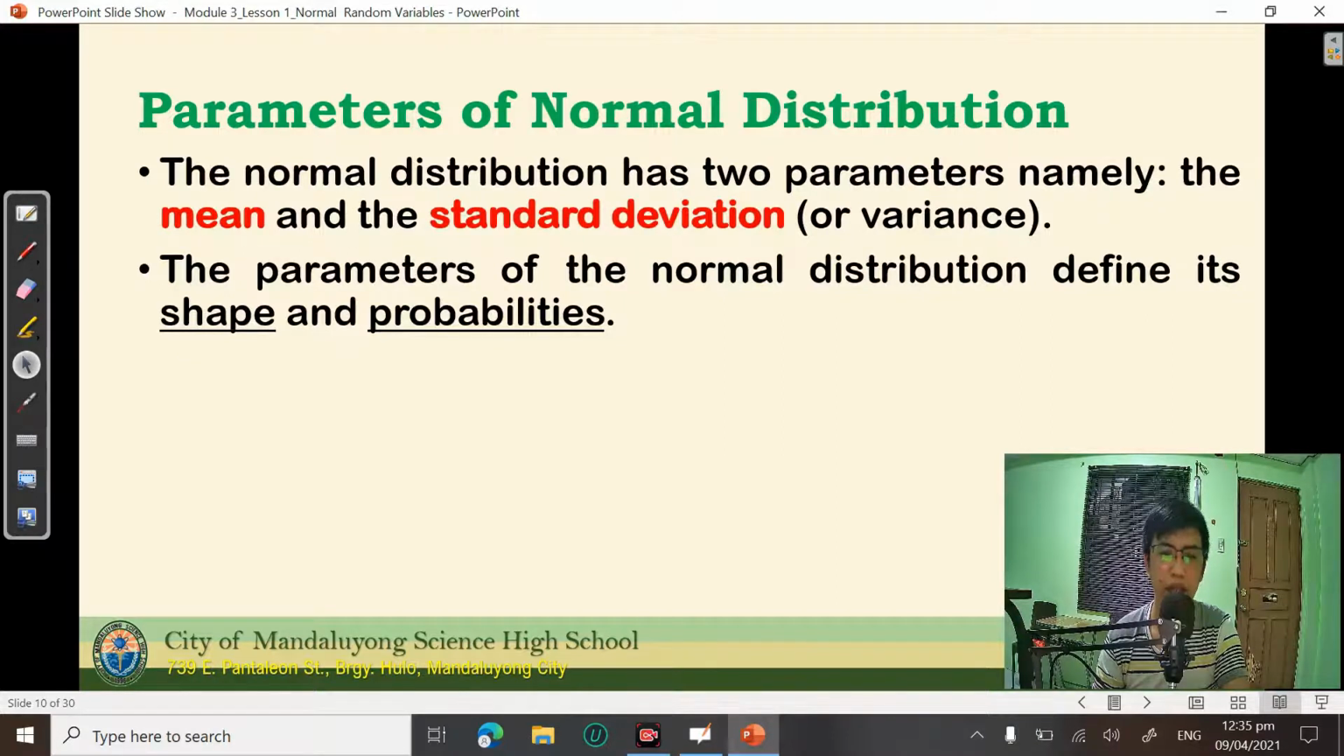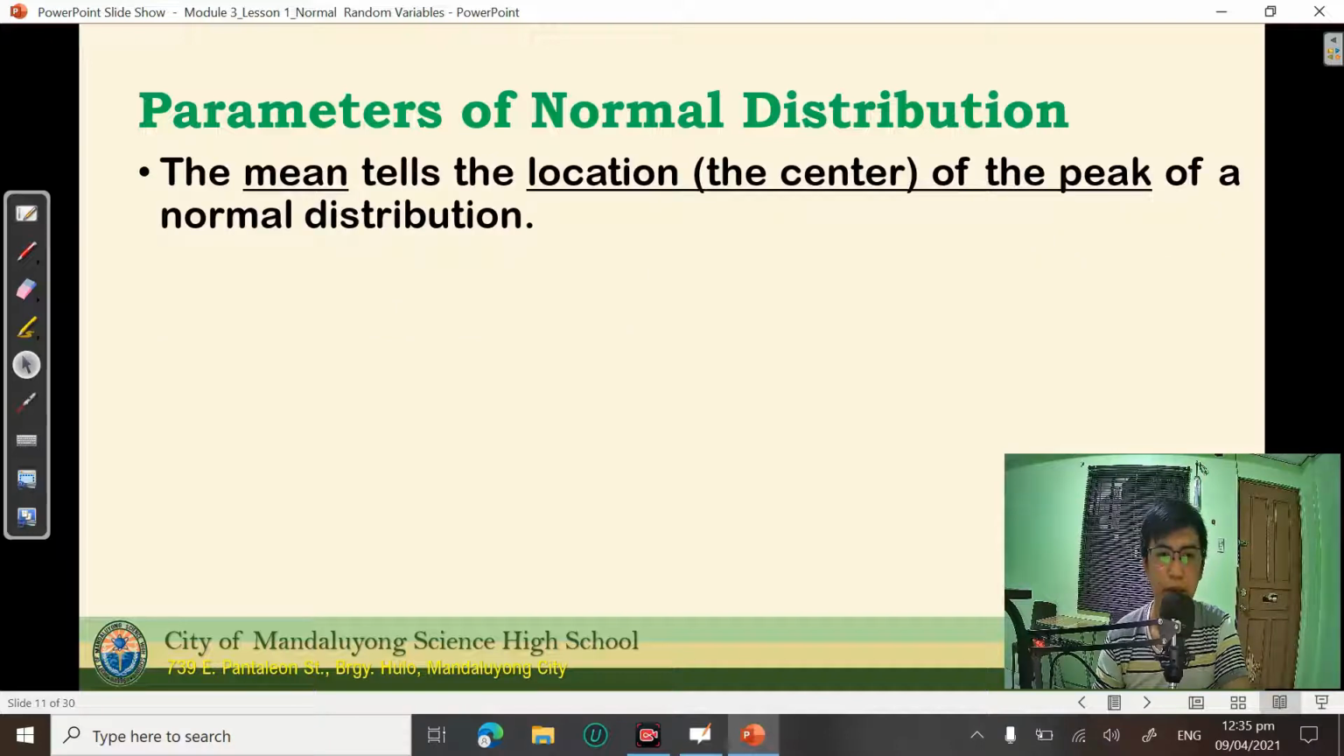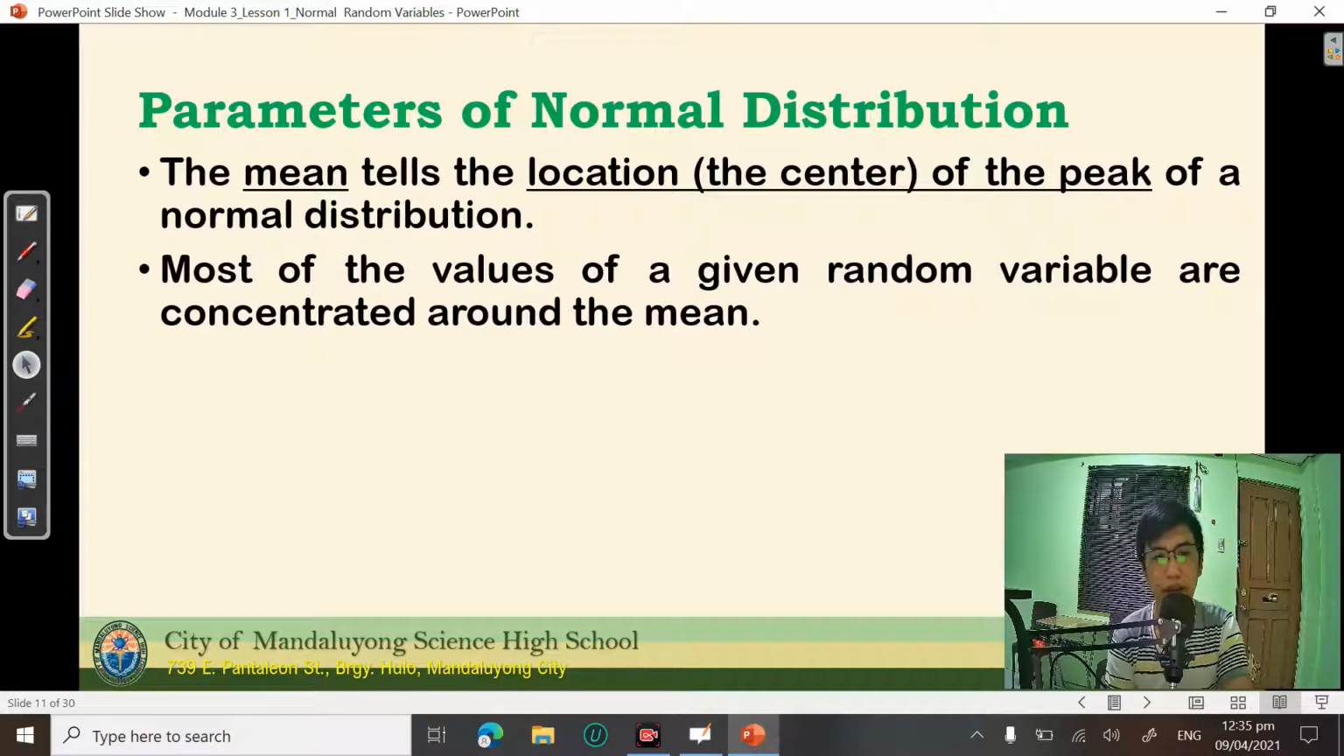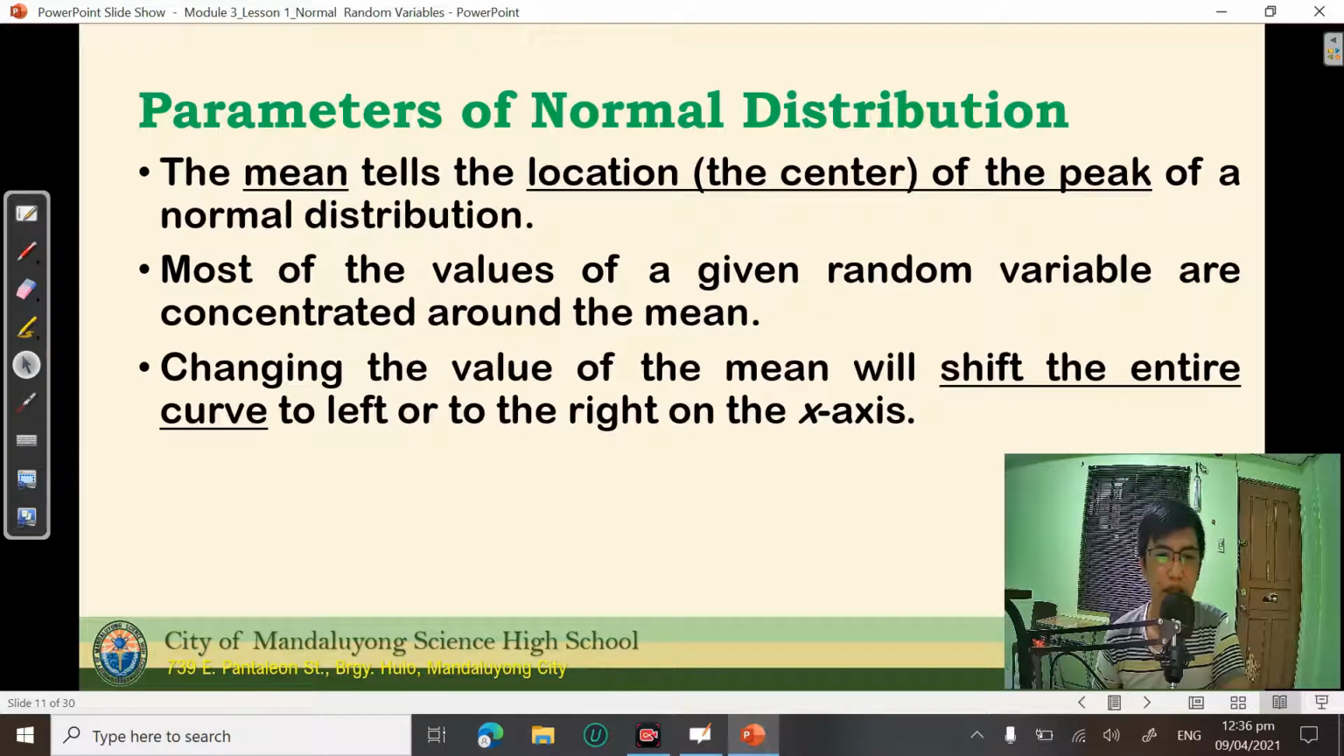But actually, you will see later on as you progress in your statistics and probability course that we will be using the probabilities. Now, the mean tells the location, which is the center of the peak of a normal distribution. I've already told you that. And most of the values of a given random variable are concentrated around the mean. That is why it is called a normal distribution. And changing the value of the mean will shift the entire curve to the left or to the right on the axis.